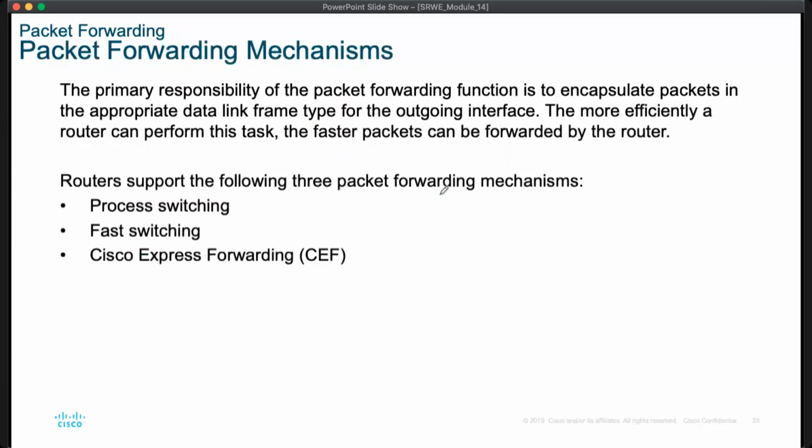Packet forwarding mechanisms. The primary responsibility of the packet forwarding function is to encapsulate the packet in the appropriate data link frame type for the outgoing interface. The more efficiently a router can perform this task, the faster packets can be forwarded by the router. So routers should support the following three packet forwarding mechanisms: process switching, fast switching, and CEF, or Cisco Express Forwarding.